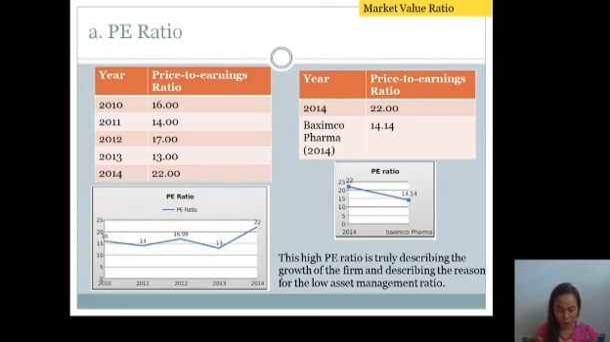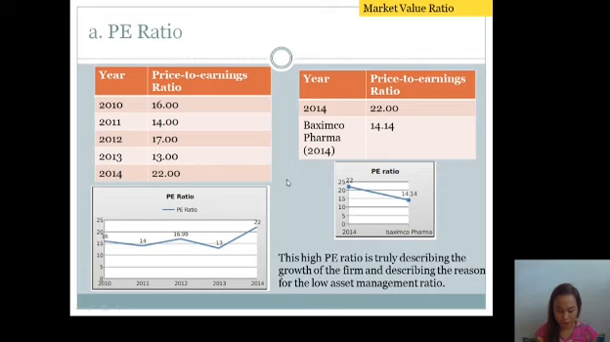The graph shows an increasing PE ratio over the years from 2010 to 2012. But in 2011 and in 2013, the ratio decreased, but it increased in 2014 again. In the case of 2014, it means the firm is growing and the market price has increased from the previous years. It is good news for the investors, indicating that the firm gained more trust from investors.